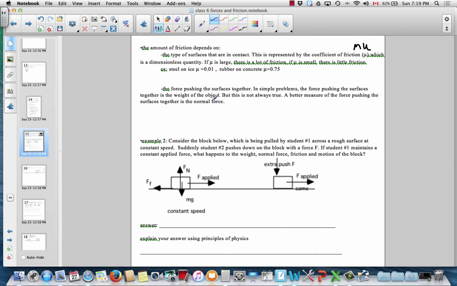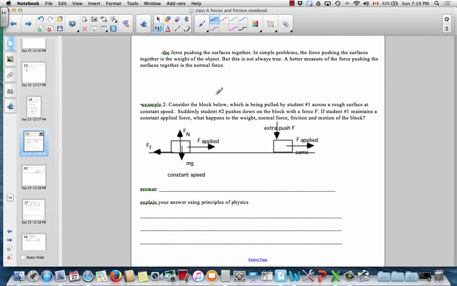The other thing it depends on is the amount of force that's pushing the surfaces together. Now, in many cases, that's just the weight of the object, but not always. Let's consider this simple example. If the block is just sitting on the surface of your desk, then the force that's pushing the surfaces together is the weight. But if you come along and push down a little bit extra, then we're going to see that there is a lot more friction in that case, because you're squeezing the two surfaces together.